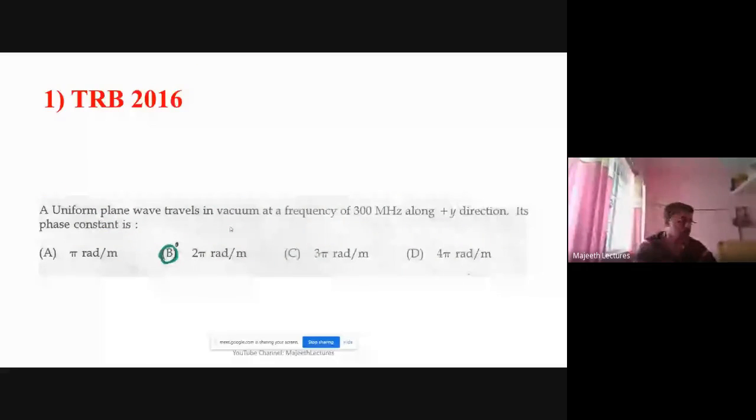Okay. So what is the question here, right? A uniform plane wave travels in a vacuum at a frequency of 300 MHz in the y direction. So its frequency is 300 MHz. What is the phase constant? Just now we have studied the phase constant. The other formula for the phase constant is omega by v. Beta is equal to omega by v. Right?